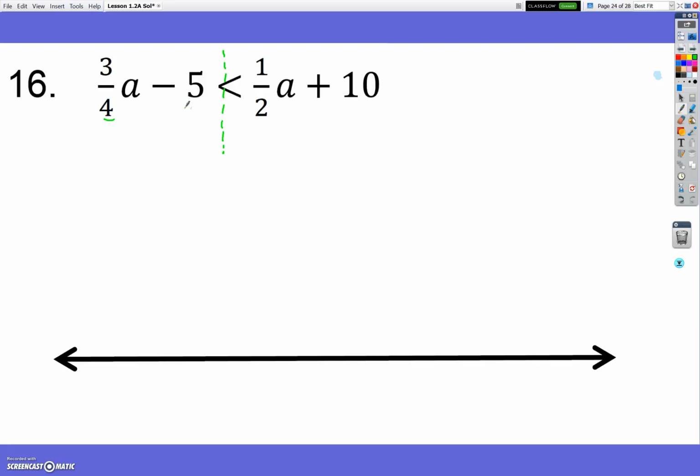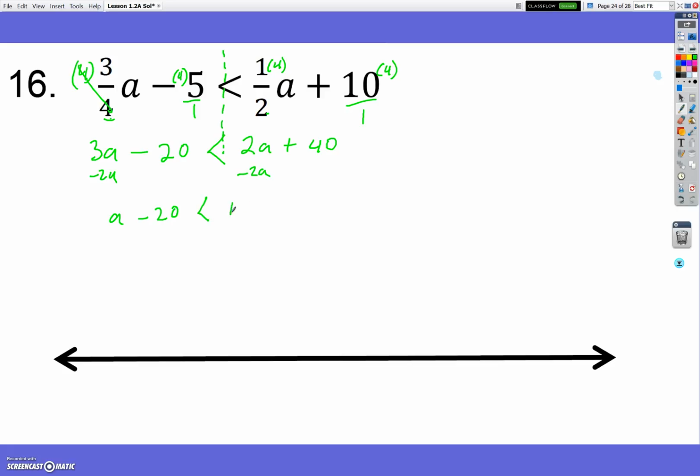So I look at my 2, my 1, my 4, my 1, my 2, and my 1. And I say the LCM here is 4. So I'm going to multiply each and every term by 4, and this will give me 3a minus 20 is less than 2a plus 40. I want to subtract 2a on both sides to get a minus 20 is less than positive 40.